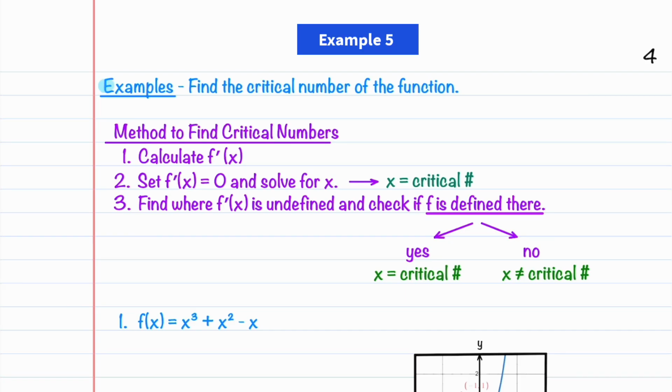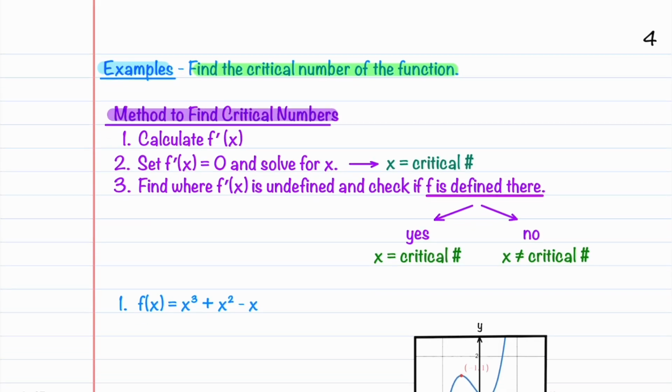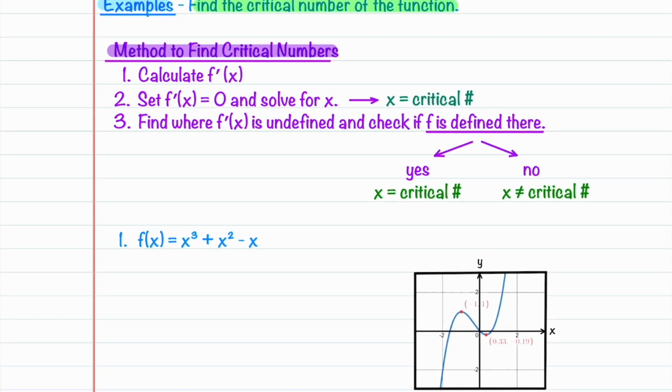We're going to walk through some examples where we are going to find the critical number of a given function. I've written down a method that we can follow just to make things easier. The first function that we're going to find the critical numbers for is the function f of x is x cubed plus x squared minus x. Our first step is to calculate f prime at x. So let's do that. F prime at x is equal to 3x squared plus 2x minus 1.